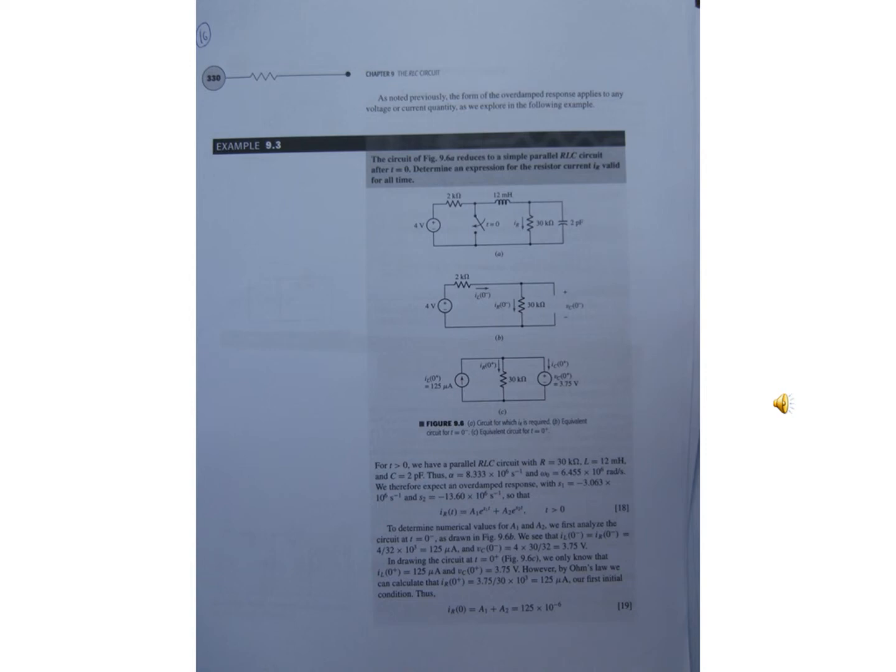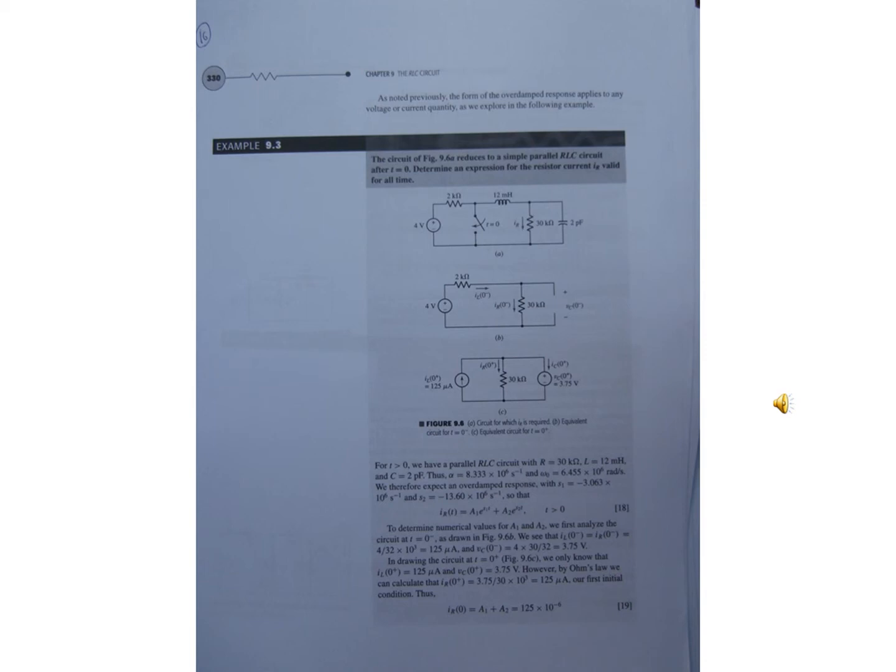And similarly, the IC can also be calculated. The IC equation is C multiplied dVc by dt. So 2 multiplied 10 power minus 12 multiplied 30 multiplied 10 power 3. So A1 S1 e power S1t plus A2 S2 e power S2t.